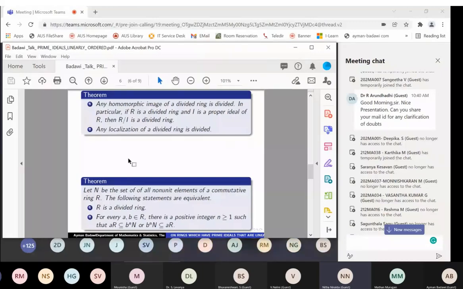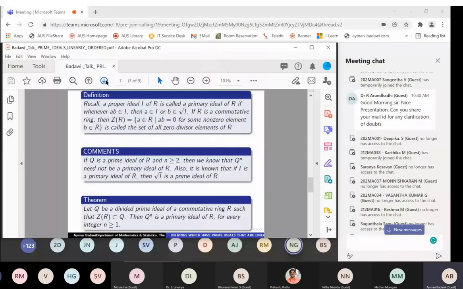Or b to the n times R is a subset of aR. So here are other conditions for how to check if the ring is divided or not. Okay, this is also a recall.